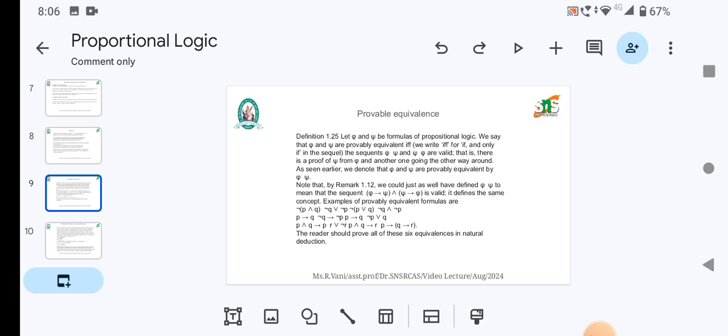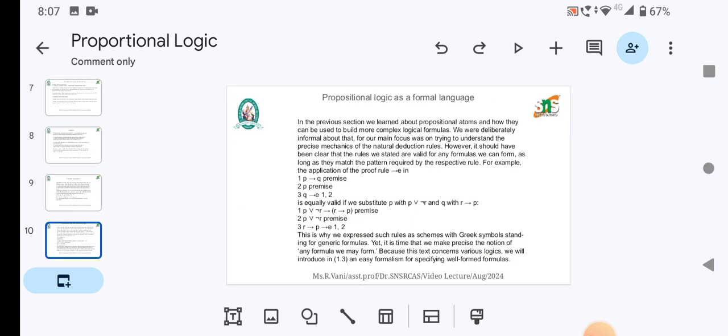Examples of provably equivalent formulas are the following: the negation of P conjunction Q is equivalent to negation P disjunction negation Q, and P implies Q is equivalent to negation P disjunction Q, and P implies Q is equivalent to negation Q implies negation P. Similar to that, the following formulas must be equivalent to each other while following the natural deduction method.